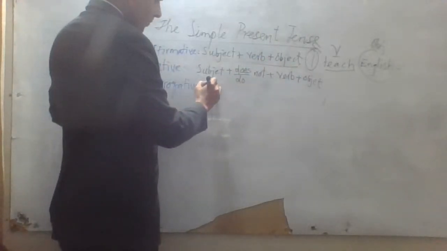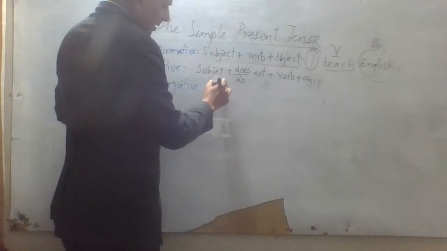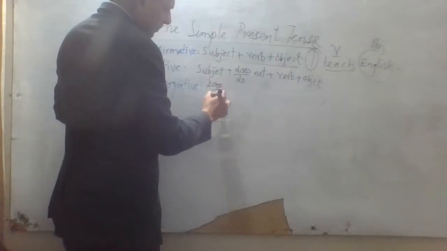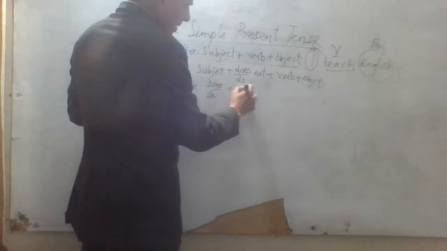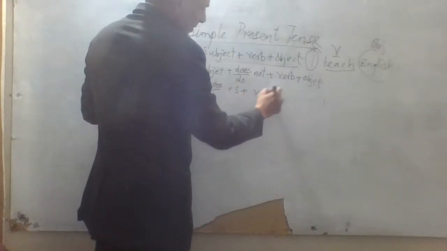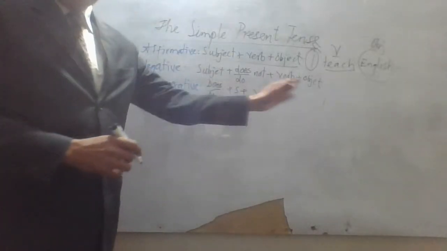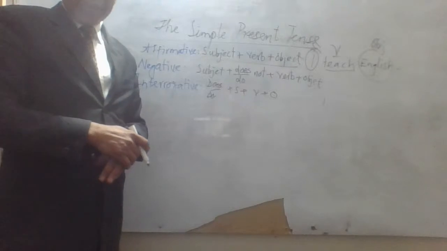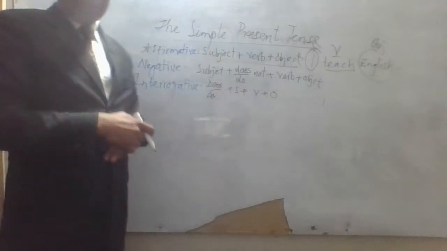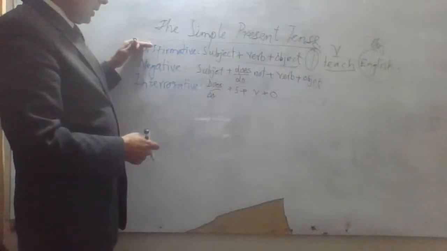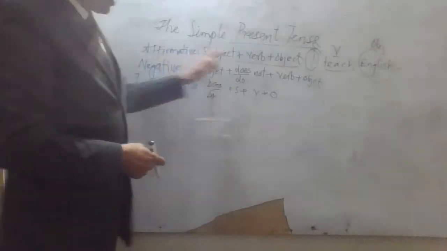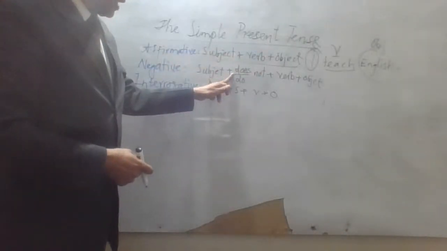And interrogative, we use do or does in the beginning. Then we use subject, then verb, and then object. Such as, do I teach English? Do you play cricket? Do they eat apples? Does she go to college? So, structure is subject, verb, and object, and for negative, we use does or do.